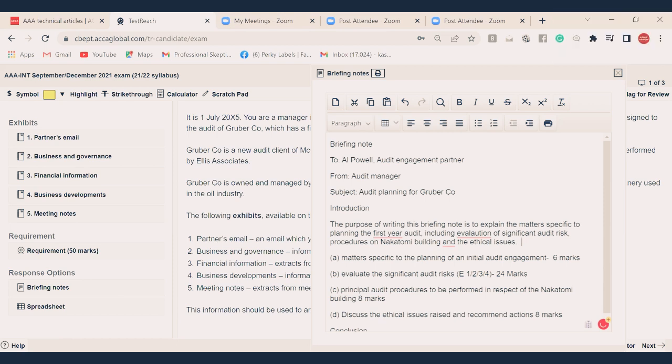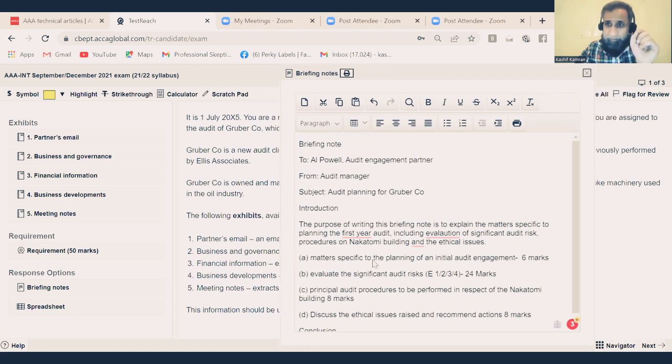So this is how the briefing note should be, right? So you need to have a very skimmed looking introduction. Now that's how you write the introduction of a briefing note. Now the second requirement, matters specific to the planning of the initial audit engagement.